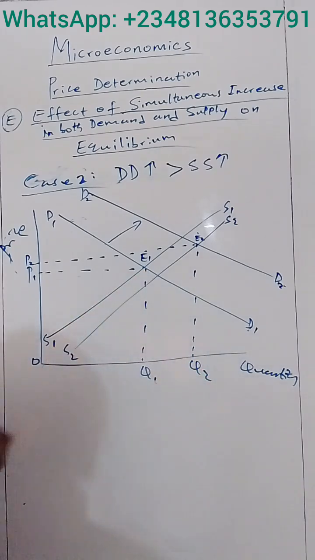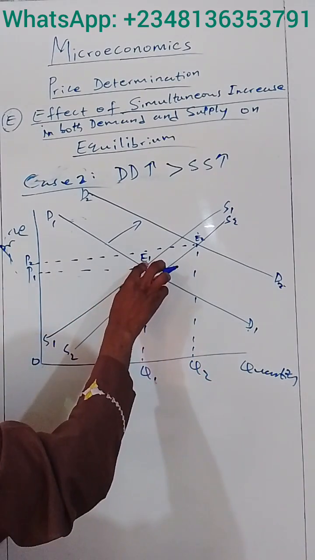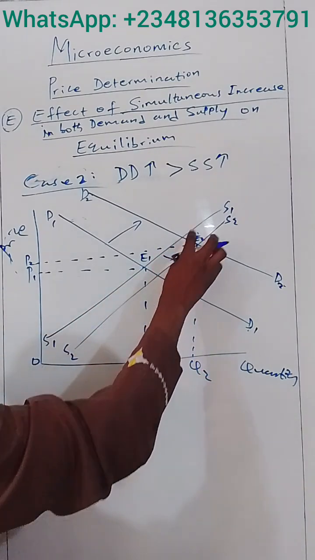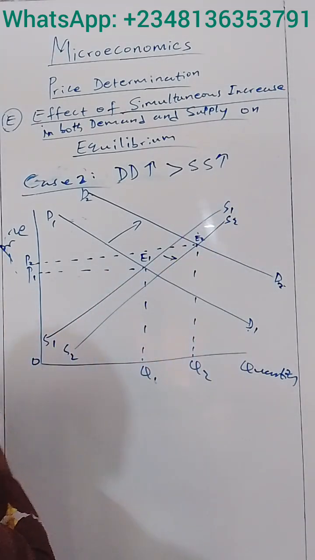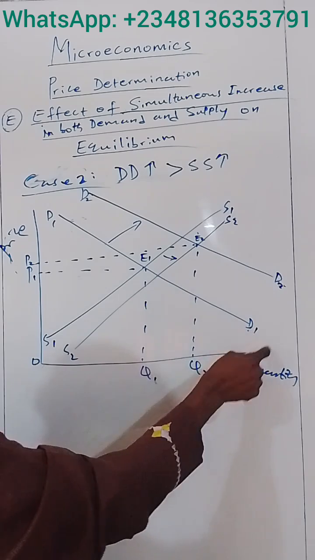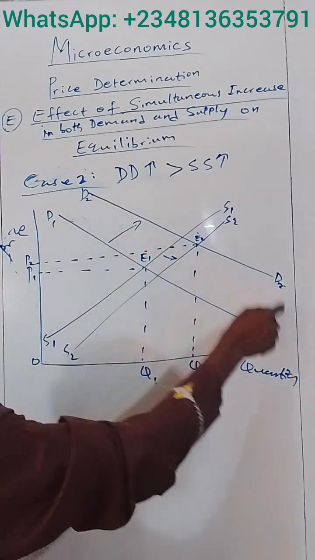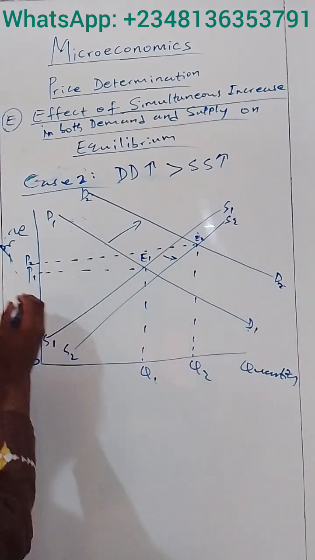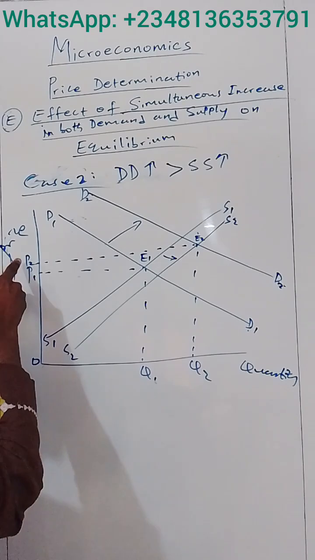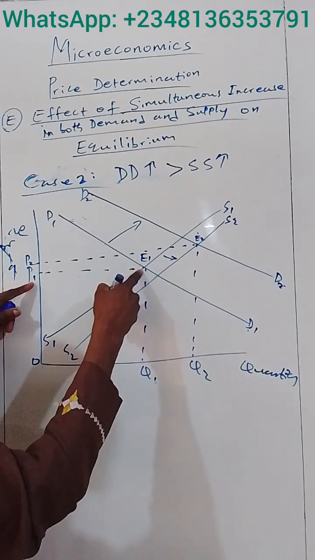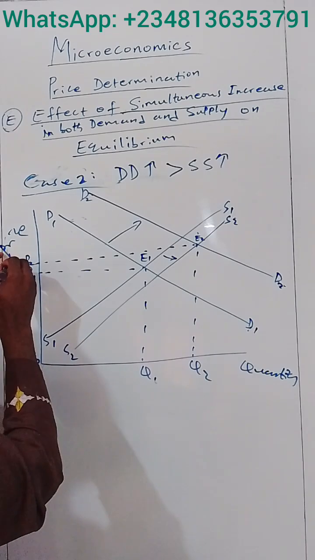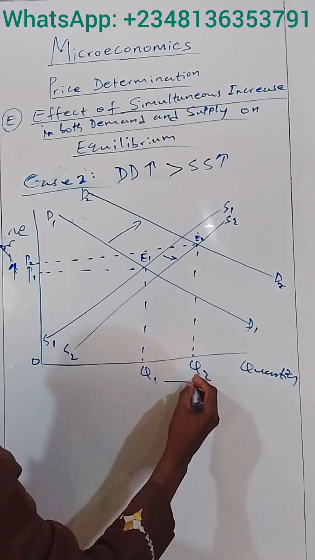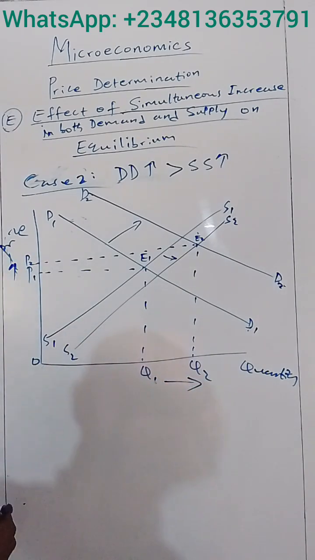You can see the effect is that when the supply curve shifts from S1 to S2, and also the demand curve shifts from D1 to D2, we have an increase in the price from P1 to P2. You can see this is the original price corresponding to the original equilibrium. Then we now have a new price, which is P2, and the equilibrium quantity is also increased.